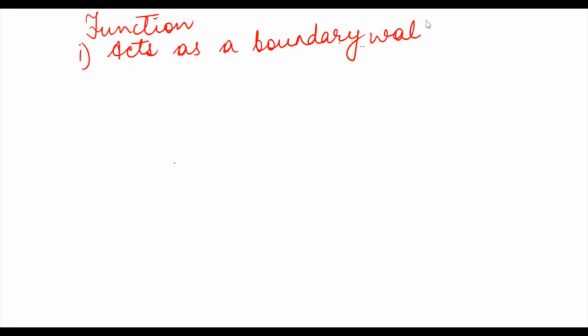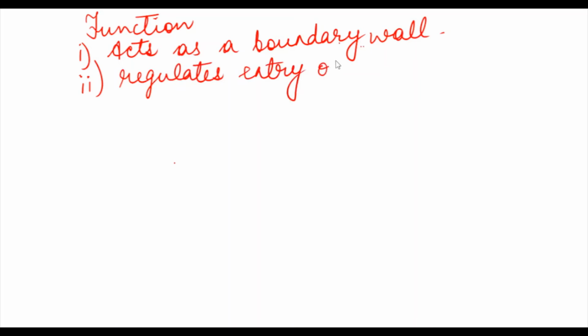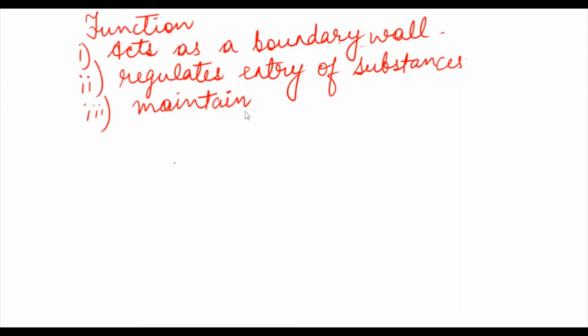Now what is the meaning here? Let me just write it, I will explain to you. Next is what, beta? Next, it regulates entry of substances into the cell. So I'm just writing in short, entry of substances. These substances can be solutes or ions or any other molecules. Okay? Last one, it maintains the shape of the cell, in a similar way like the cell wall does it for the plant cell. So maintain the shape of the cell.